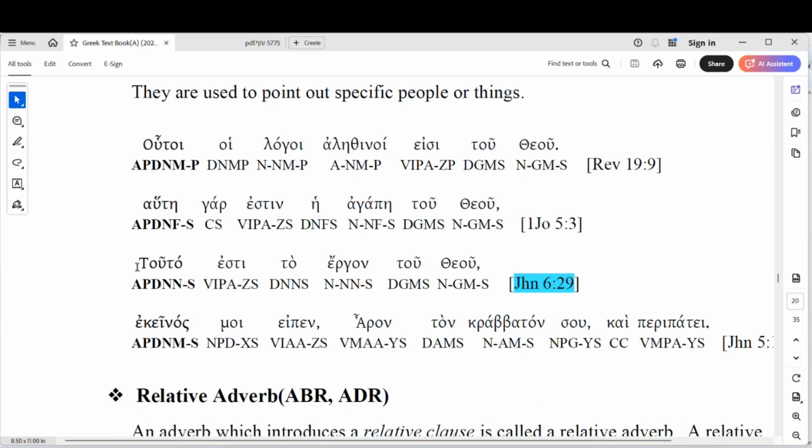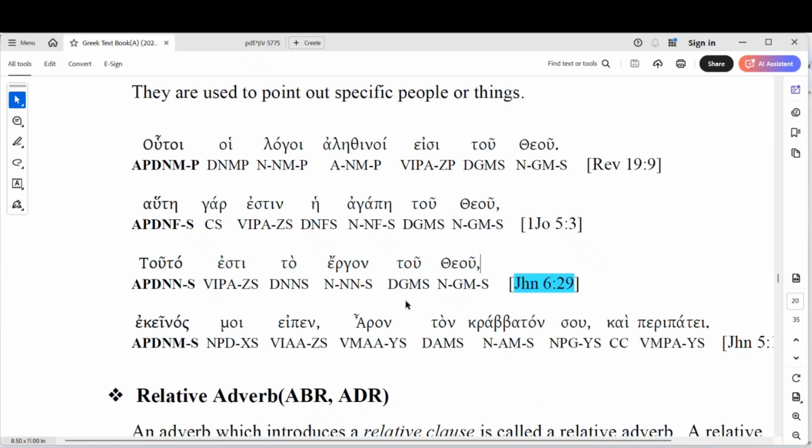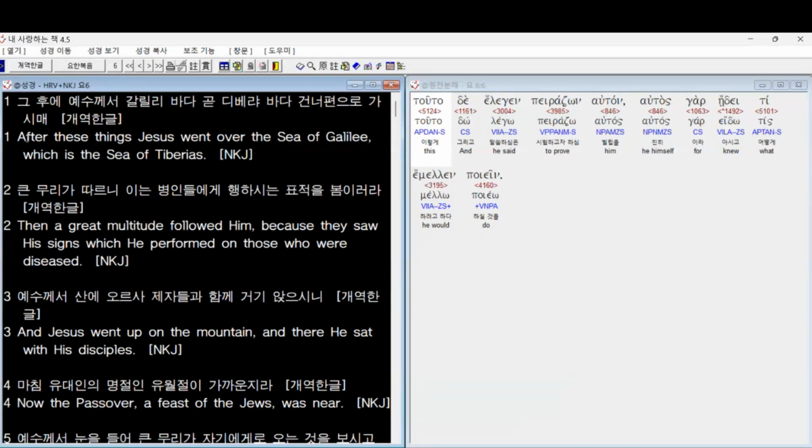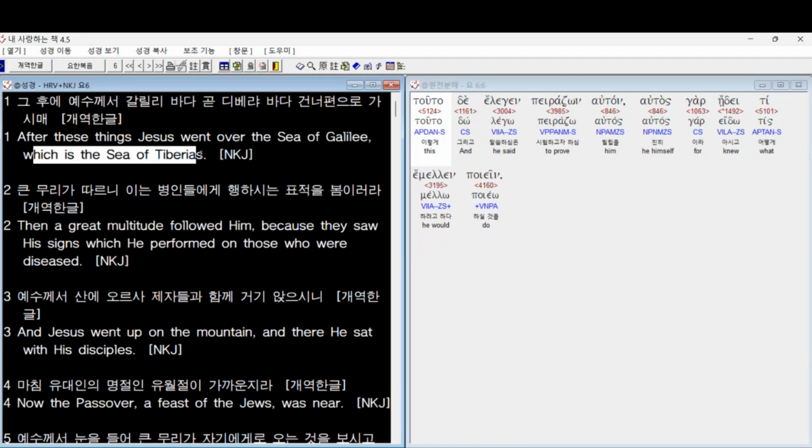And here it says, touto esti to ergon tou theou. This is the work of God. The reason why Jesus is saying it this way, we need to go to chapter 6 and find out what is going on. When we go to John chapter 6, verse 1, after these things Jesus went over the Sea of Galilee, which is the Sea of Tiberias.